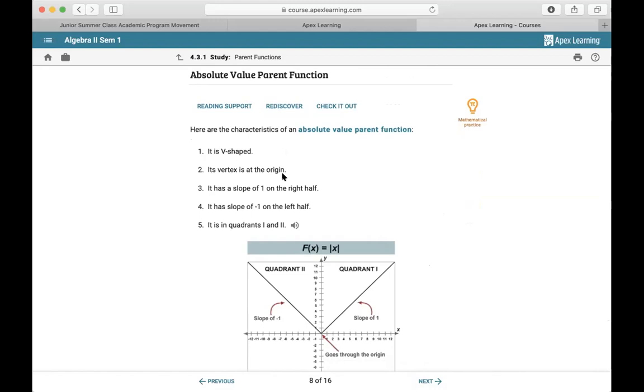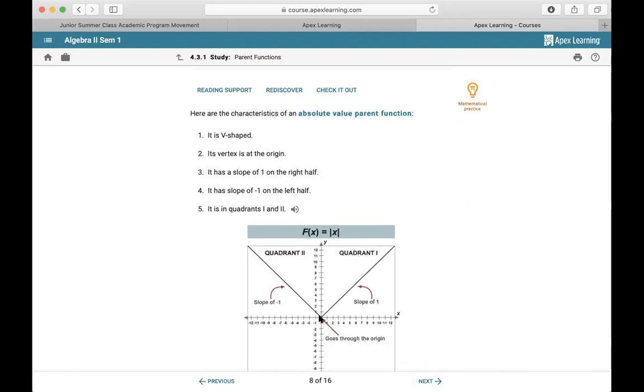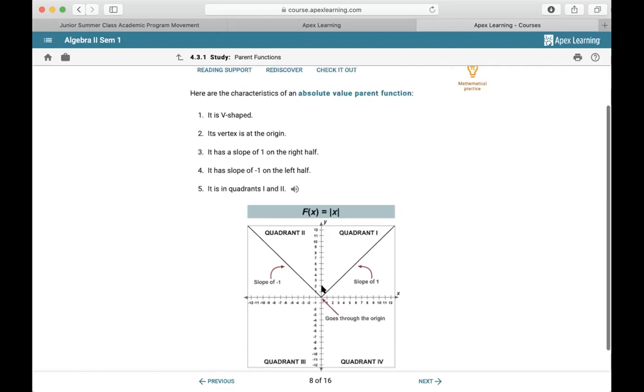Okay, it's vertex, so this is still considered a vertex. The minimum point of the graph is at the origin, all right? And then it has a slope of +1 on the right half, so it looks like our linear line there, but it has a slope of -1 on the left half. So it looks like our linear line here, but the difference is that the left half of the graph is in quadrant 2 with a -1 slope. So again, it's in quadrants 1 and 2, and that's what makes it different than the other values there.